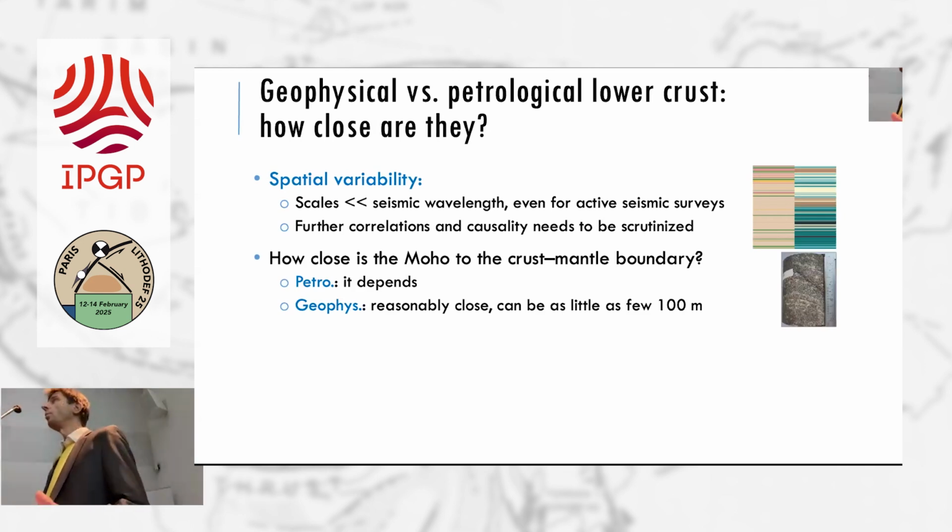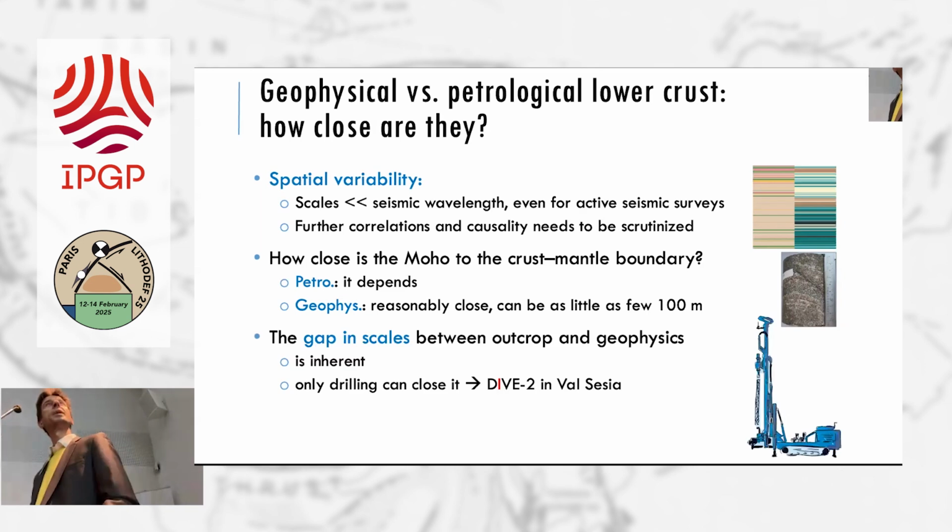How close is the MOHO, which is a geophysical definition, to the crust-mantle boundary, which is a petrological definition? The answer for petrologists is that it depends. It depends on the water content, it depends on the history of the area. For the geophysicists, the answer is they are reasonably close. It could be as little as a few hundred meters from each other, which is little for geophysics, but maybe a lot for petrologists. We found that there is an inherent gap in the scales of investigation between what we see in the outcrop and what we see in geophysical results.